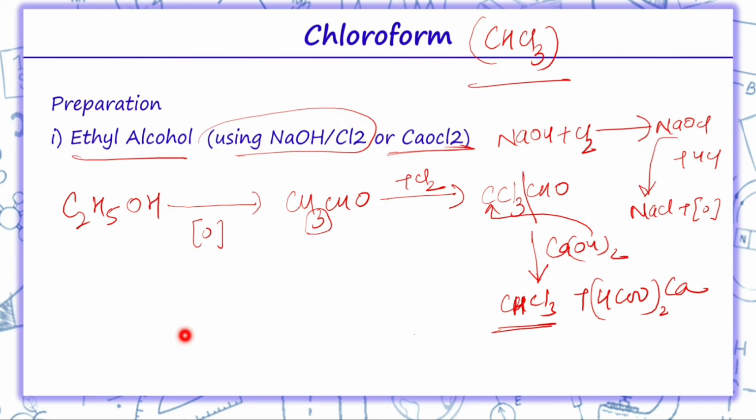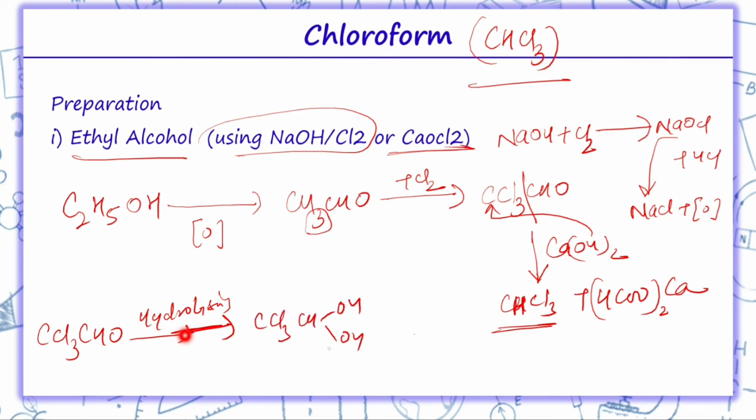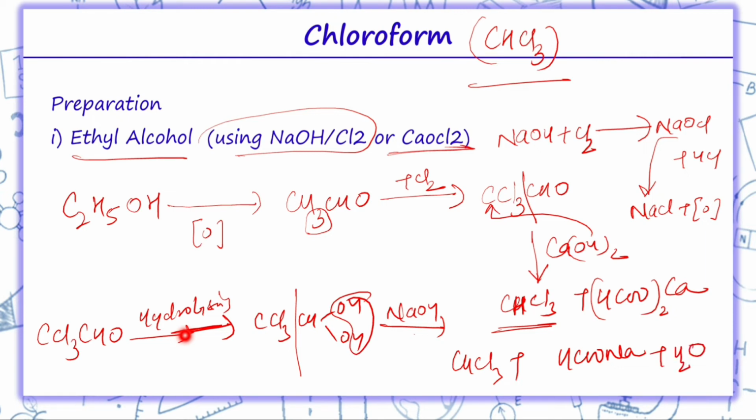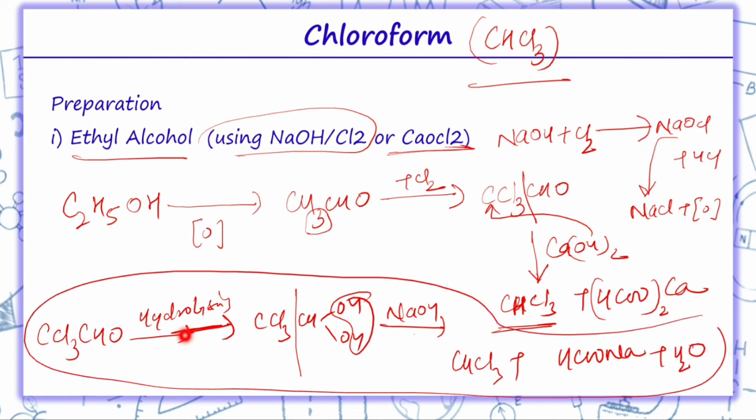Now a similar reaction: when this chloral, CCl3CHO, undergoes hydrolysis, that is on addition of water, it forms CCl3CH(OH)OH. Now what will happen? Again this bond will break, and here it will react with NaOH. So it will form CHCl3 plus HCOONa, and this water will be eliminated. So this is how the preparation of chloroform takes place from ethyl alcohol.